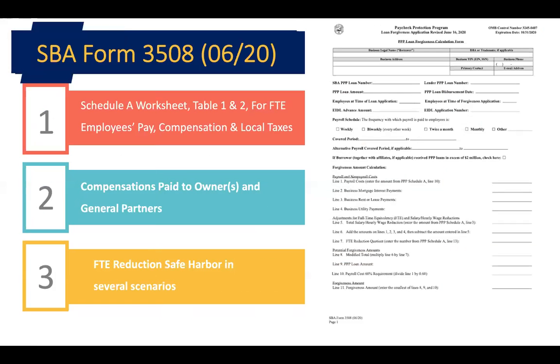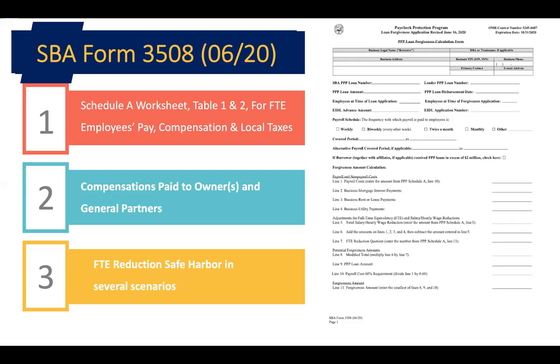But the regular form, the 3508, basically will include the worksheet and the tables and the full-time employment pay, compensation, and the local tax. So it's a little bit more involved in terms of calculation. And it also can include compensation to owners and general partners, because some of the owners are not on W-2, but are on a draw, right? So this does allow that as well.